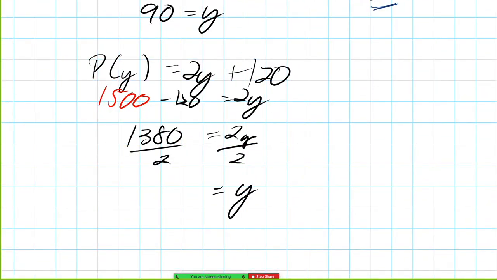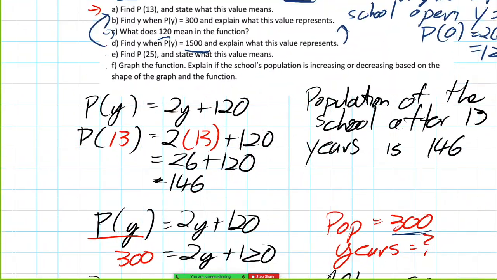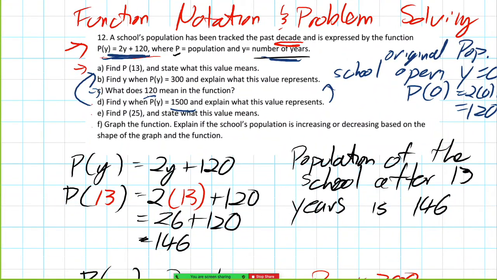After how many years? It looks like 690. After 690 years. That's, I mean, highly unlikely. I don't know, maybe there are schools that are 690 years old. I don't know of any. That's all that means. It's the same as before, and same with E. E is the exact same question as our A was.